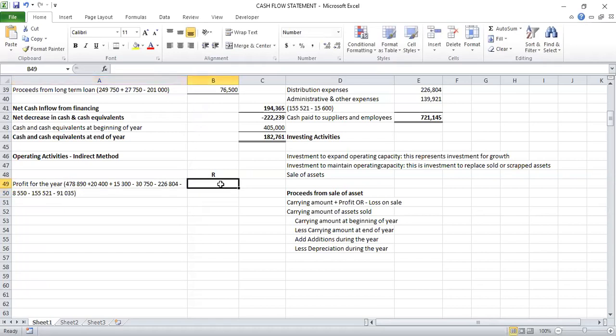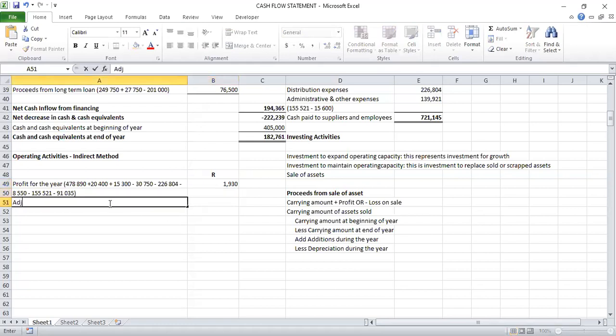What do we get? 1930. Positive, yes. All right. So this was our profit. Then we have to have adjustments. Adjustments we can classify into two. We have non-cash items.